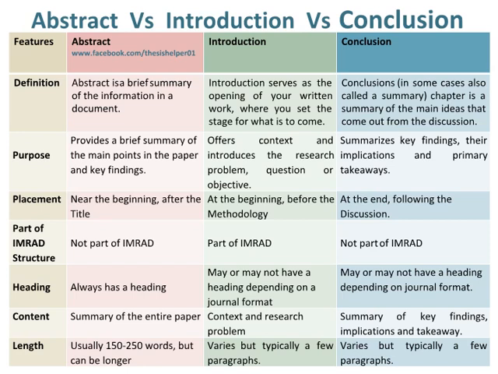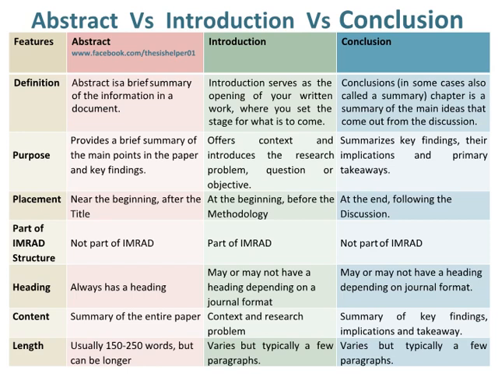Whereas conclusions, in some cases also called a summary chapter, are a summary of the main ideas that come out from the discussion. Purpose of abstract is to provide a brief summary of the main points in the paper and key findings. Whereas purpose of introduction is to offer context and introduce the research problem, question or objective. Whereas purpose of conclusion is to summarize key findings, their implications and primary takeaways.